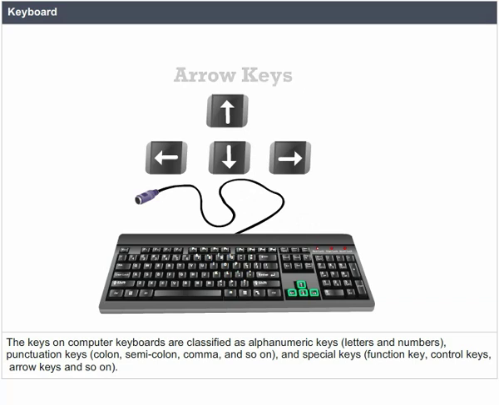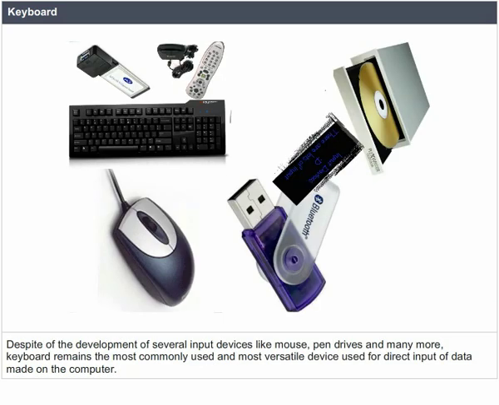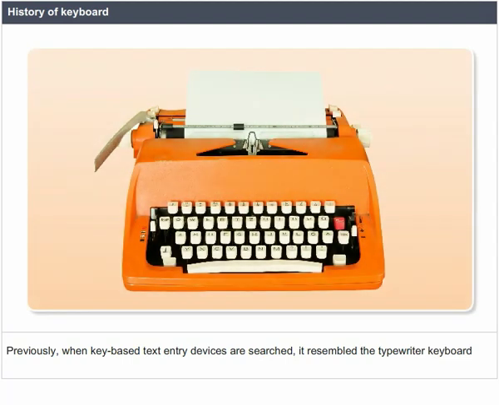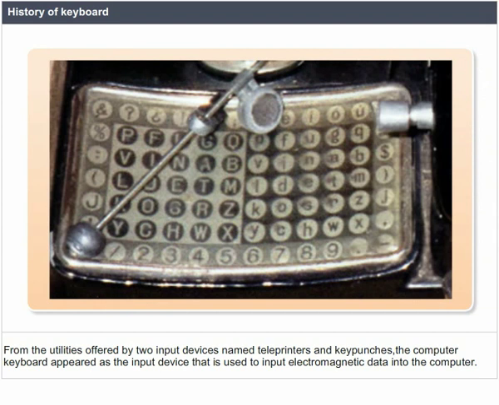Despite the development of several input devices, like mouse, pen drives, and many more, the keyboard remains the most commonly used and most versatile device used for direct input of data on the computer. History of keyboard. Previously, when keyboard text entry devices were searched, it resembled a typewriter keyboard. From the utilities offered by two input devices named teleprinters and key punchers, the computer keyboard appeared as the input device that is used to input electromagnetic data into the computer.